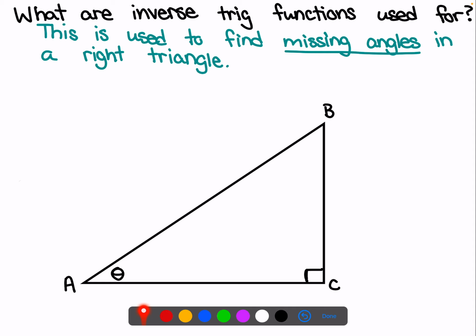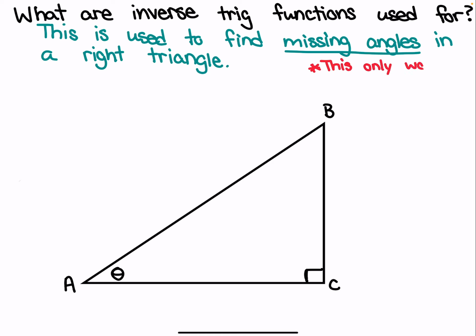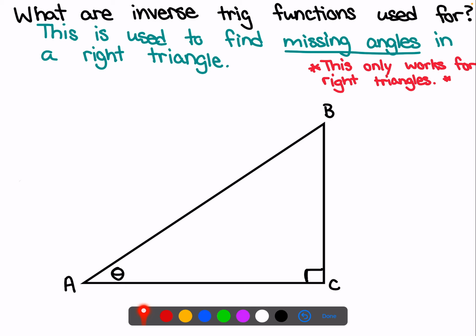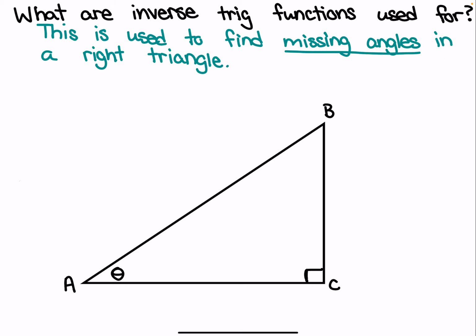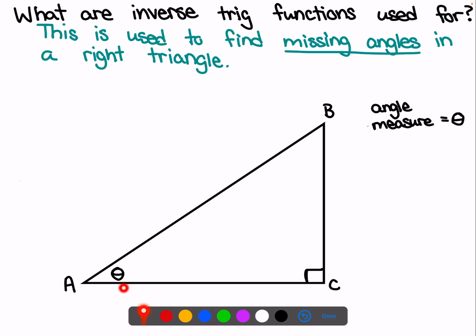Now, down here, we have triangle ABC. First off, we know it's a right triangle because we see the 90-degree angle, and we have this missing angle over here, angle A. Now, a couple things. Again, this only works for right triangles. So if we don't have a right triangle, we can't use this. On top of that, theta, that symbol that's shown for angle A, is just used to show angle measures. So if you see a theta, that means that you're solving for that angle. So we see that angle A is theta, so that's the angle that we'll be solving for.